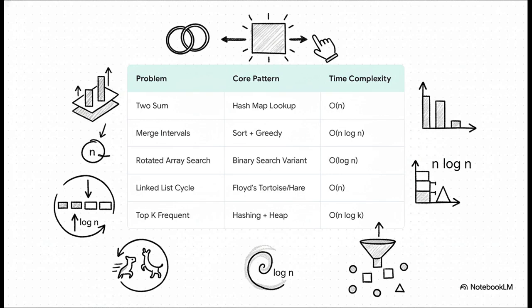hashmap, O of n. They say merge intervals. You think sort plus greedy, O of n log n. Rotated array, binary search variant, O of log n. It's about creating that instant connection between the problem type, the pattern, and its efficiency.